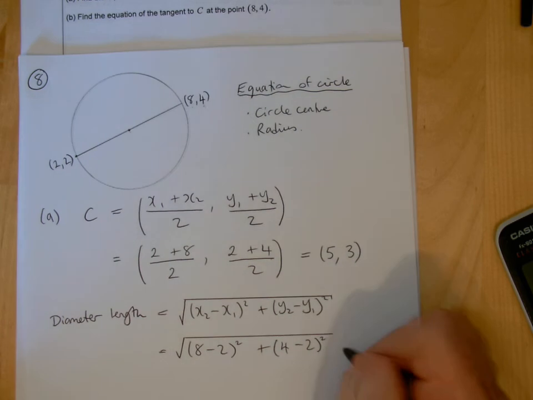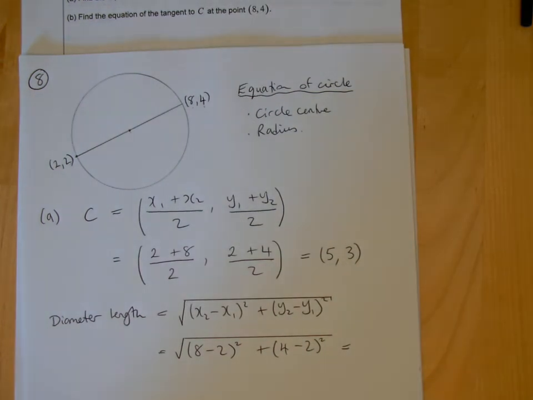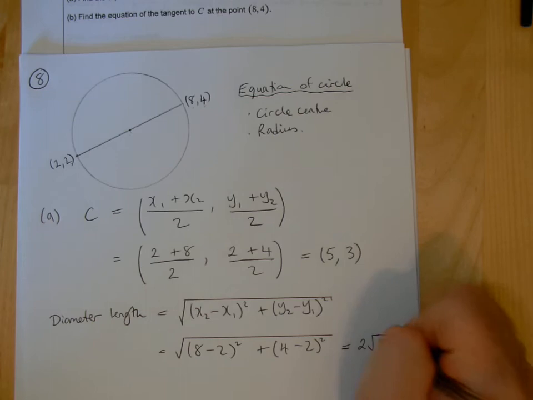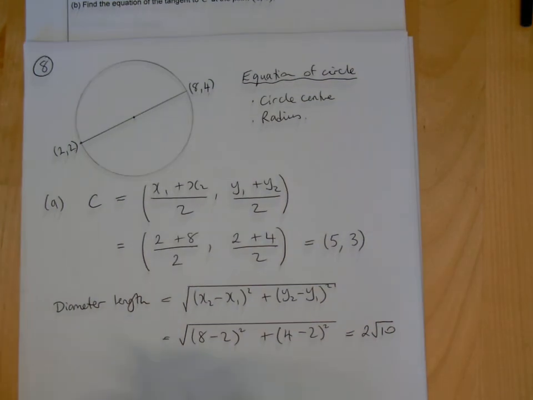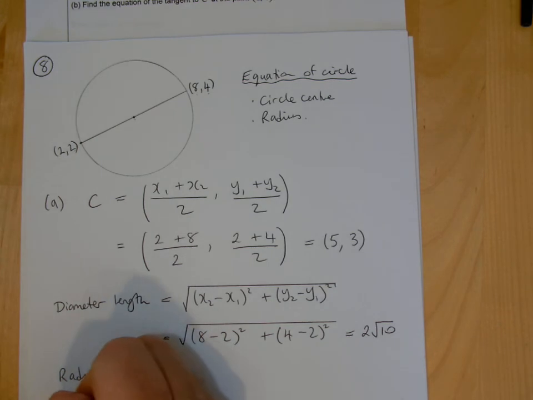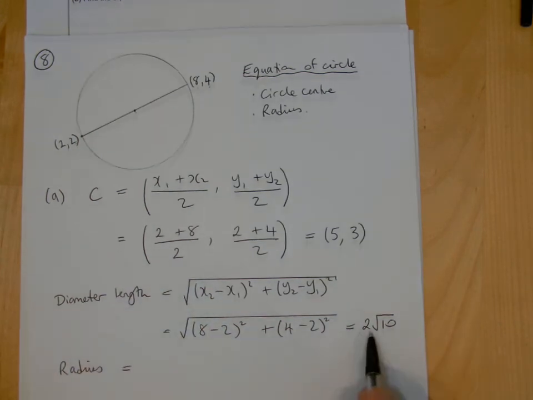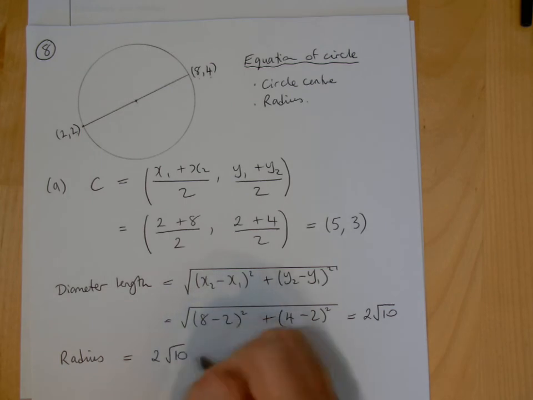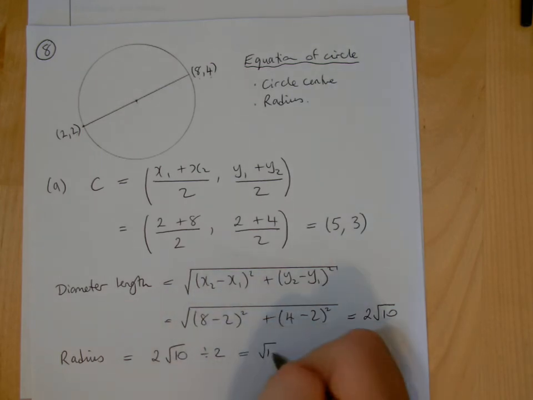So we can use our calculator on this. We get out 2 root 10. Now that's the diameter, of course. Remember, that's the distance all the way across. To get the radius then, you've got to halve that diameter, because that's the whole way across. The radius is going to be half of that, so 2 root 10 divided by 2, which just comes out to be root 10.